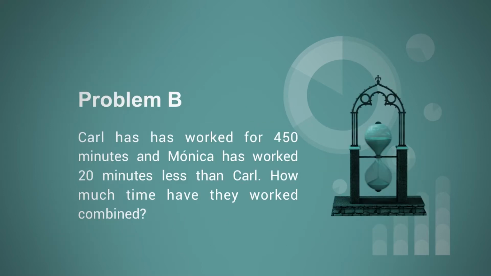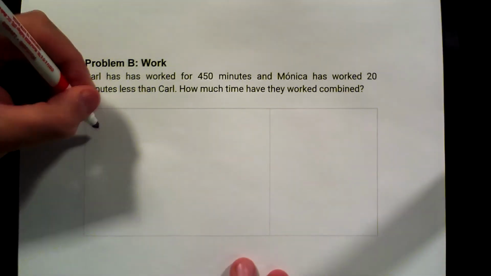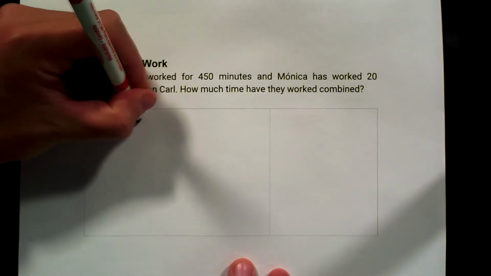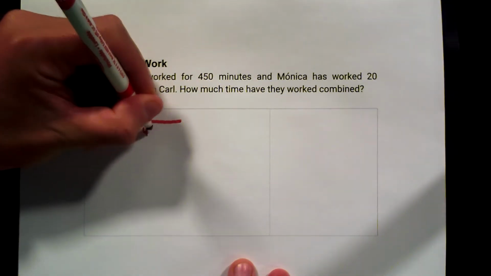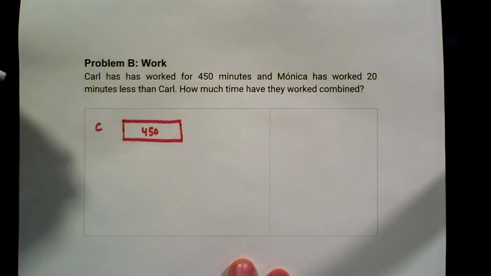Let's do another problem. This problem says the following. Carl has worked for 450 minutes, and Monica has worked 20 minutes less than Carl. How much time have they worked combined? So if I add these two times, how much would it be? Let's draw a bar now. We know that Carl has worked for 450, so we can draw a bar that represents that. So he's worked a lot. And then Monica has worked 20 minutes less than Carl.